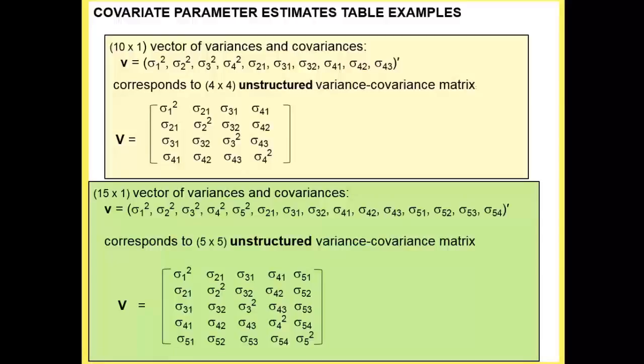So suppose I wanted to test whether that unstructured covariance matrix could be simplified to exchangeable. What am I essentially assuming? I'm testing whether all of these covariances, sigma 2,1, sigma 3,1, sigma 4,1, sigma 3,2, sigma 4,2, and sigma 4,3, are all equal. If they're all equal, then I have an exchangeable covariance structure, not an unstructured one. So that's the null hypothesis: the null is exchangeable, and the alternative is unstructured.